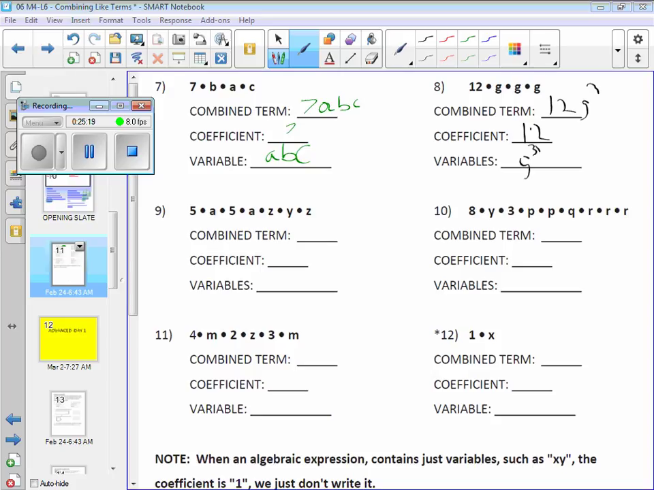Coefficient's 12, right? Now, wait, hold on a minute. Oh yeah, let me just read what you have here. Oh, that's 12. Yeah, I got 12, G3. I got coefficient of 12 and variables. Only thing is that here, you don't need to put G3. There's only one variable, which is the letter G. It repeats 3 times, but you just have to put the letter G here. Okay? How did he get G cubed for this?